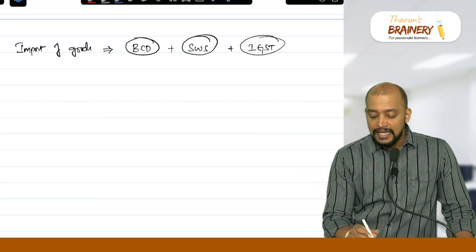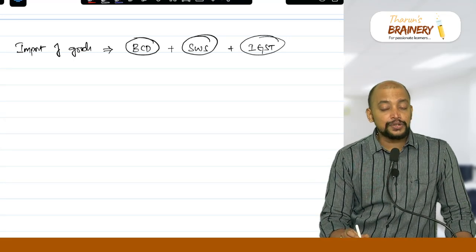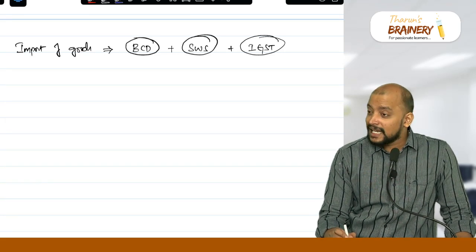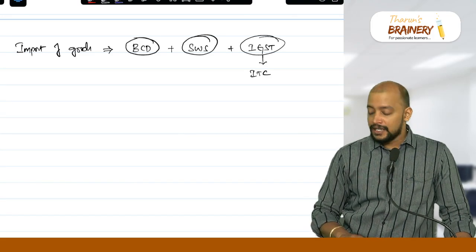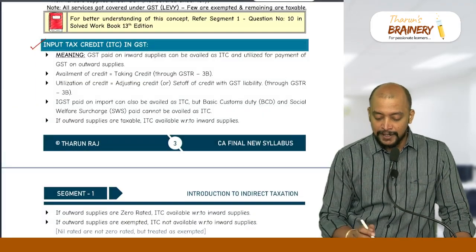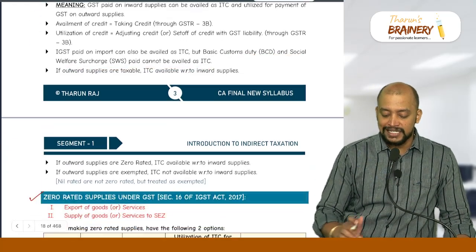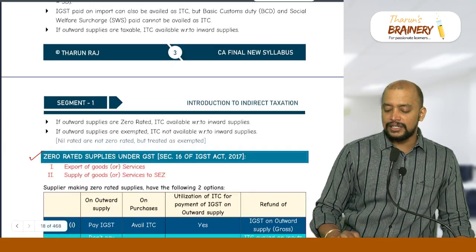So this basic customs duty cannot be taken as input tax credit. Even social welfare surcharge cannot be taken as input tax credit, but this IGST we can take as input tax credit. That is the point which I have given there. Basic customs duty and social welfare surcharge paid cannot be availed as ITC, but IGST paid on import can be taken as ITC.